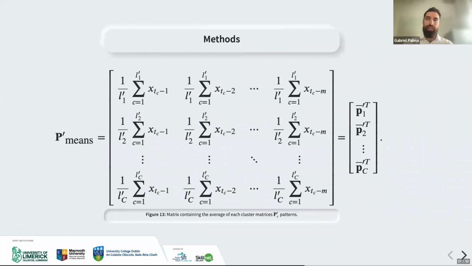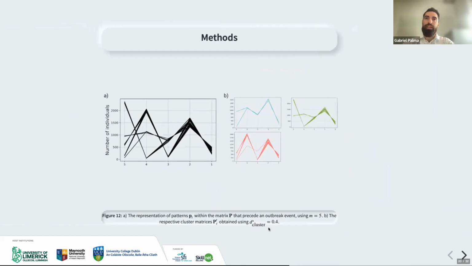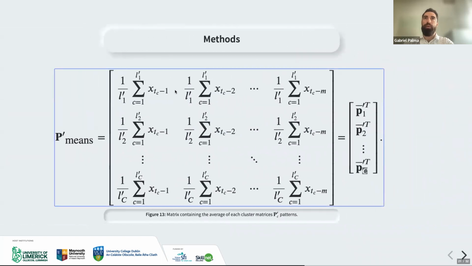Basically, what this P prime main does is I look to each one, as you remember, C is related to this C here. So the P prime C, so it's the number of different clusters that we can have. So I'm basically computing the average of each one of these points. So average here, here, here. And basically that's what I'm doing. And each row of the P prime main would be that. So the average of the cluster 1, the cluster 2, and the cluster C.